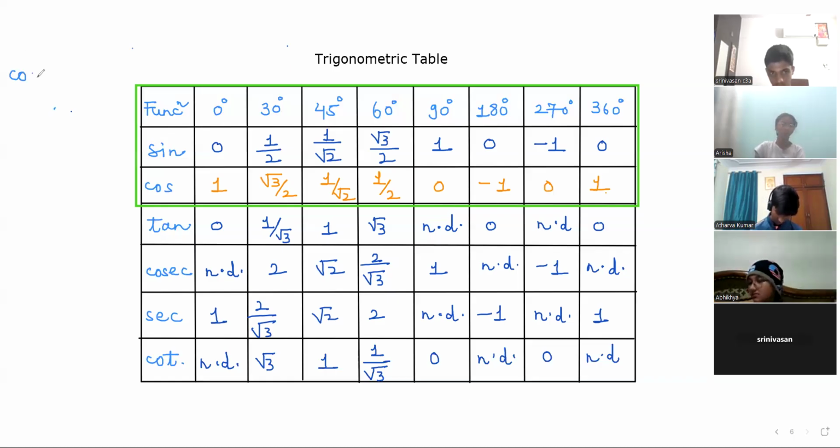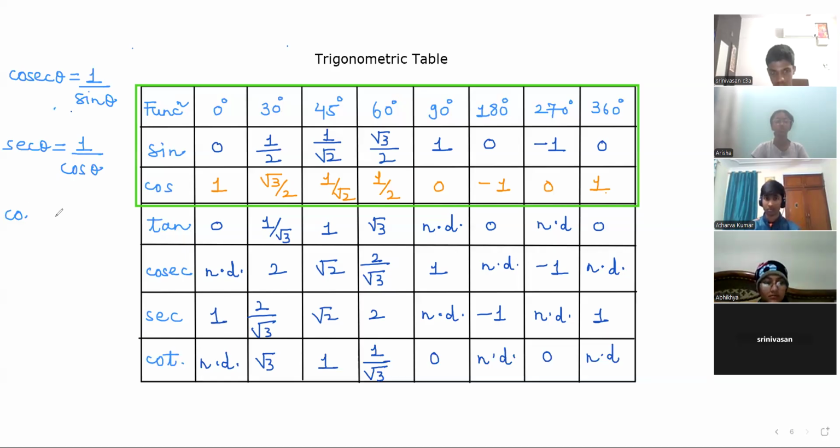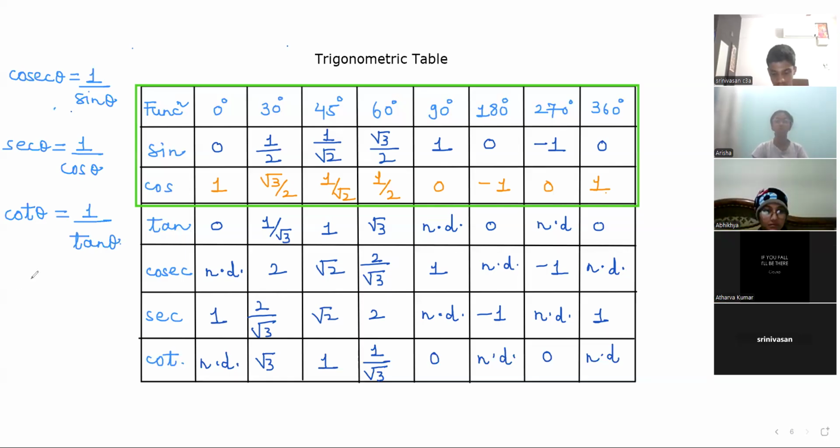So cosec theta is 1 upon sine theta. So you can write it from here. Sec theta is 1 upon cos theta. So take the inverse of cos theta, you get sec theta. Cot theta is 1 upon tan theta. You do the inverse, get the answer, right? And tan is nothing but sine theta upon cos theta. So first two rows are very important. Three rows in fact.